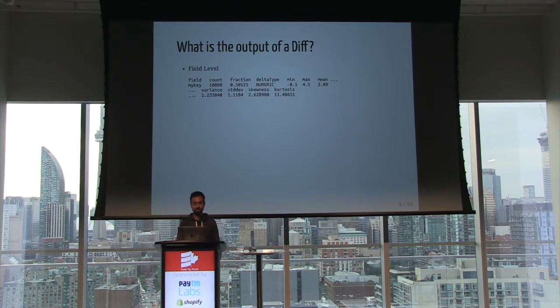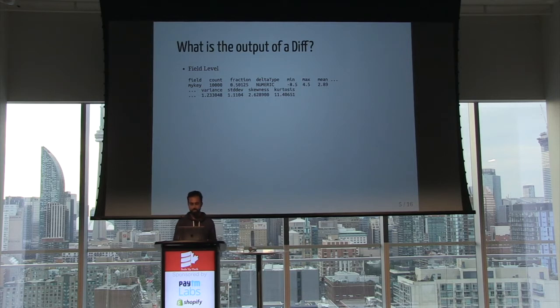The delta type is inferred from the type of the field. So a numeric delta type means it's a numeric field. Min and max are the min and max distance. And I'll explain a bit later on how these distances are actually calculated. Mean is the mean distance across all differences, and then there are the moments about the mean. If you're not familiar with them, there's extensive documentation online.